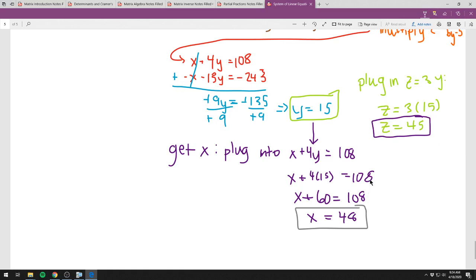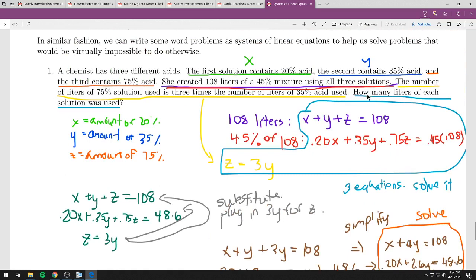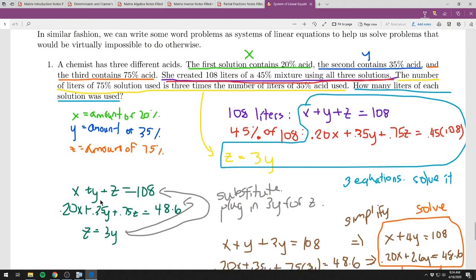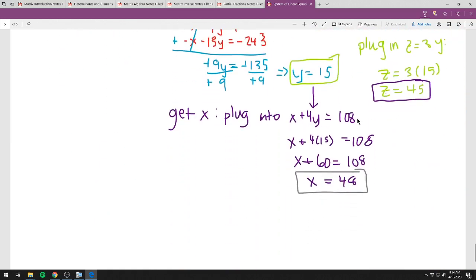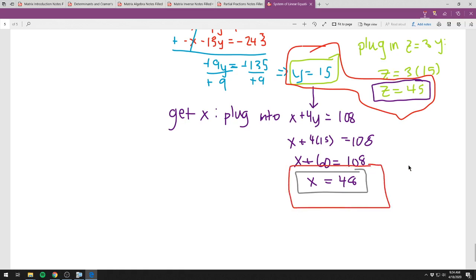Just correlate them to the question. X was the amount of 20%, Y was the amount of 35%, Z was the amount of 45% or 75%. And the way the problem's worded, it will tell you to do that. Just plug it in. Okay, but these are the solutions. It's not really written like the other ones because we're doing a concrete word problem here. So the question would probably, the answer box would say the amount of 20% is blank, the amount of 35% is blank if you plug in those numbers.